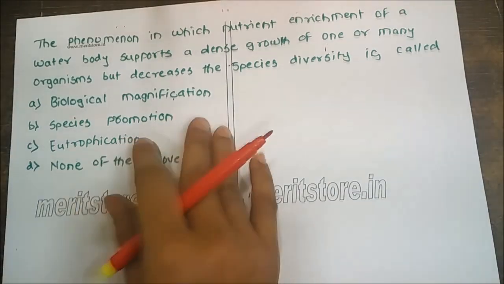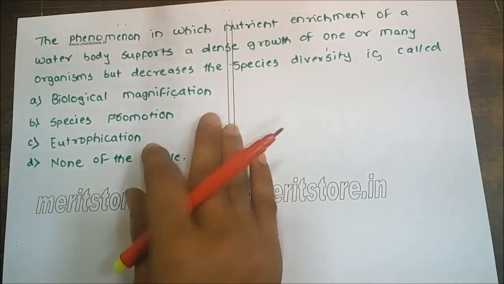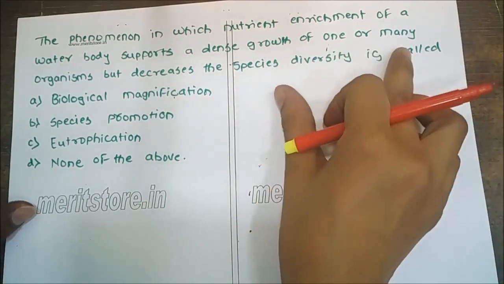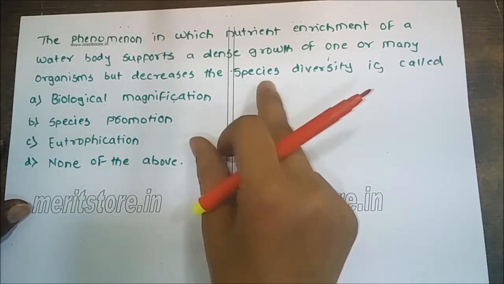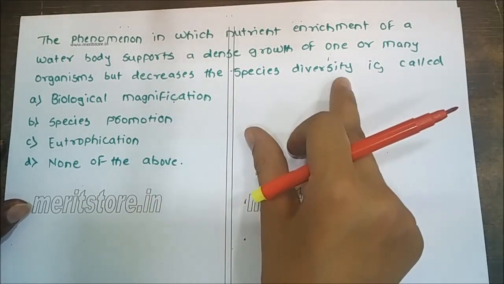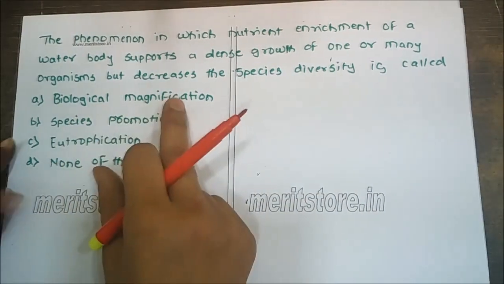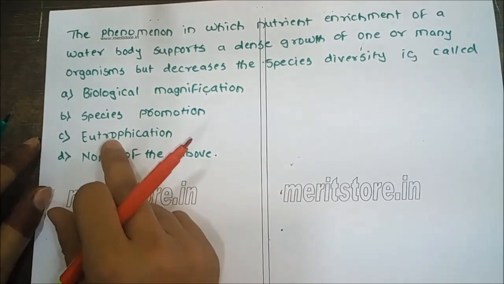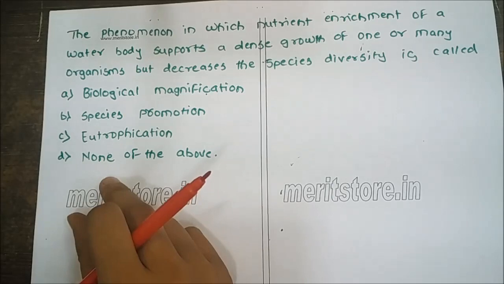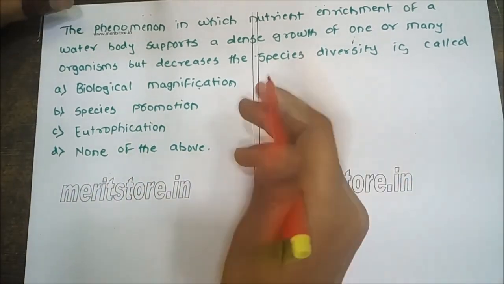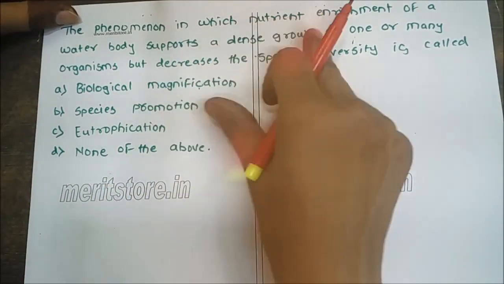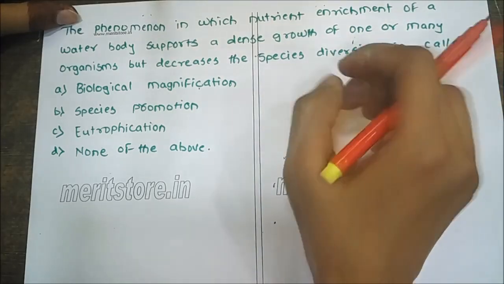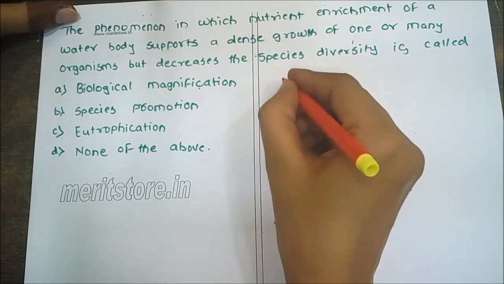The phenomenon in which a nutrient enrichment of a water body supports a dense growth of one or many organisms but decreases the species diversity is called: A. Biological magnification, B. Species promotion, C. Eutrophication, and D. None of the above. The phenomenon in which nutrient enrichment of water bodies supports a dense growth of one or many organisms is called eutrophication.